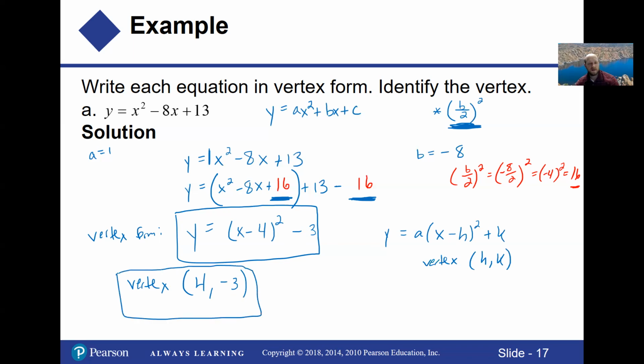So 2 different answers here. Just note that inside the parentheses, it's kind of the opposite sign, and then outside we carry the sign. Why is that again? That's based on our translations. With x minus 4, we would be moving it right 4, so we get a positive 4, and then with minus 3, we're going down 3, so negative 3.